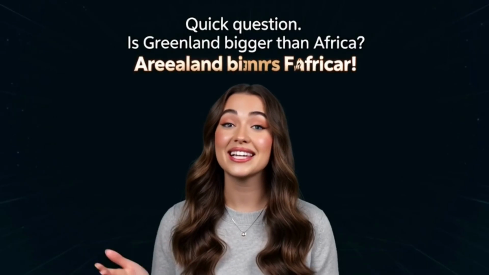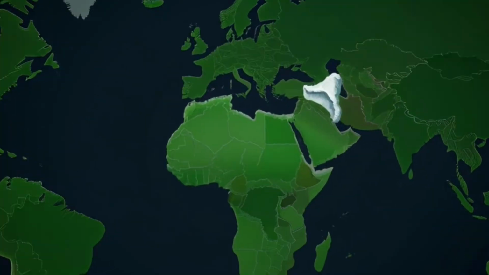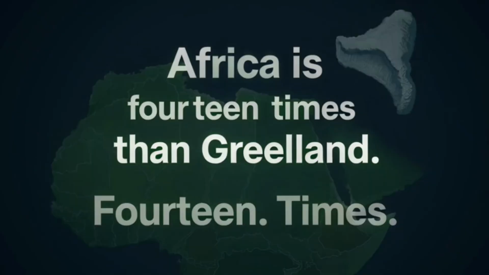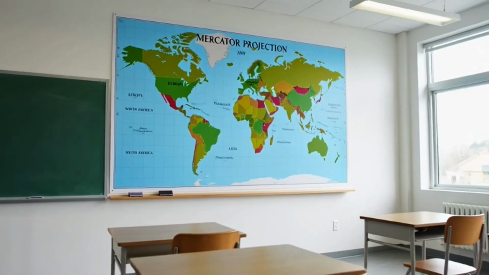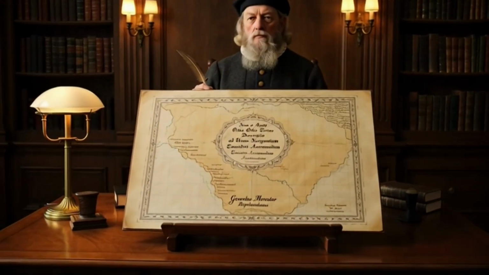Quick question. Is Greenland bigger than Africa? If you said yes, don't feel bad. Millions of people would say the same thing. And every single one of them would be completely wrong. Africa is 14 times larger than Greenland. 14 times. So why does every map we've ever seen make Greenland look massive and Africa look normal?